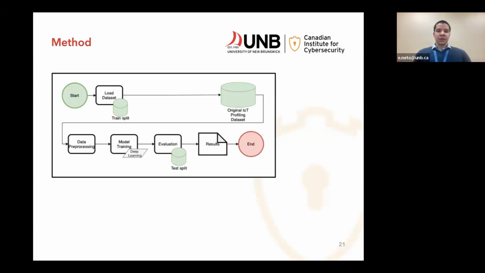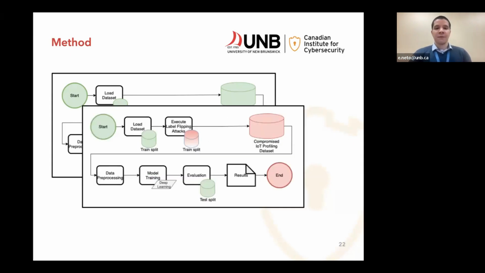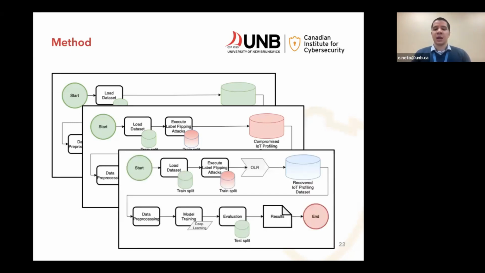And in terms of the experiments themselves, in the first stream of experiments, we have the clean data set. We load it, prepare the data for the model, use the model, evaluate it, have different results, and report the results. After that, we have another stream of experiments, considering the same approach, however executing label flipping attacks against our data set. So we end up with a compromised IoT profiling data set, and then we train to see how well the model will do. And finally, we do the same with OLR. So we are recovering the features, the labels, trying to end up with a better version of the data set, closer to the original data set, right?